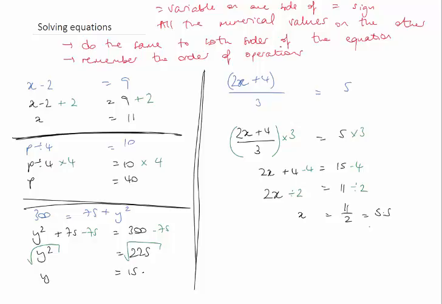So the main thing is just to do the same thing to both sides, one thing at a time, and you need to isolate your variable such as x on its own and all the numerical values on the other side of the equation.